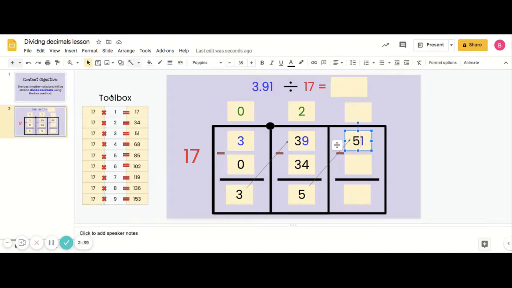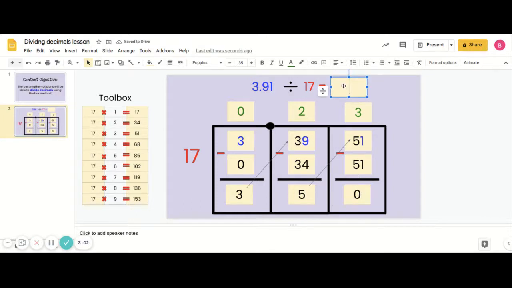So I'm going to go back to my toolbox, and I can see here that 17 times 3 is equal to 51. I'm going to put my 3 up top here, and again 17 times 3 is equal to 51. I can go ahead and subtract now, so 51 minus 51 is equal to 0.